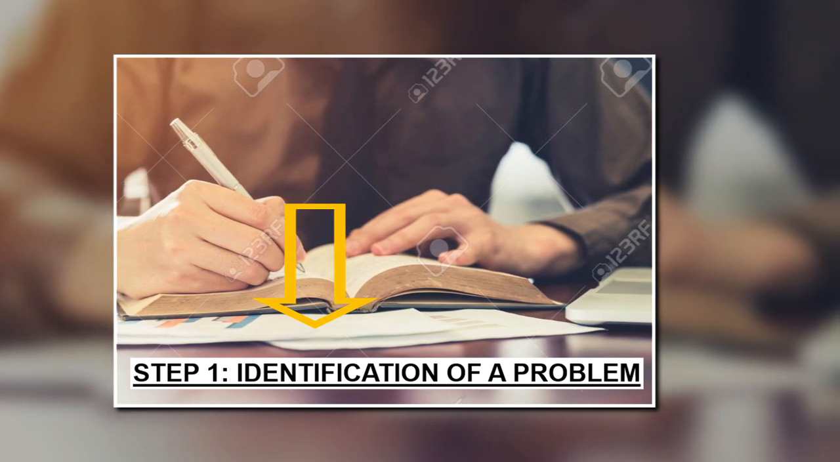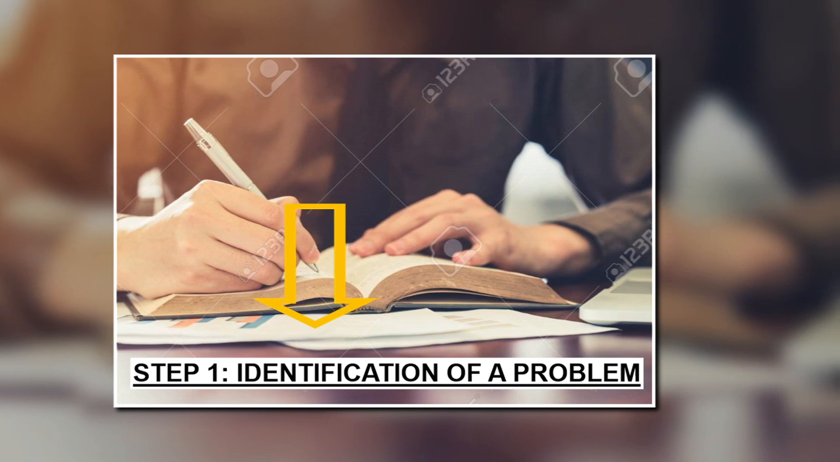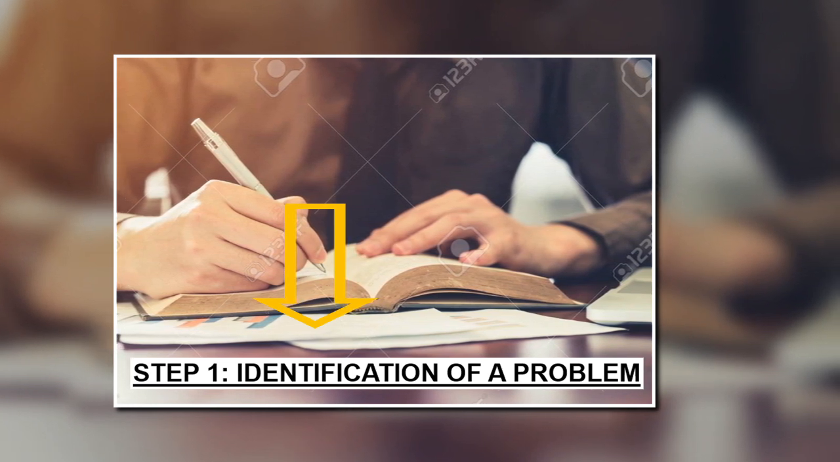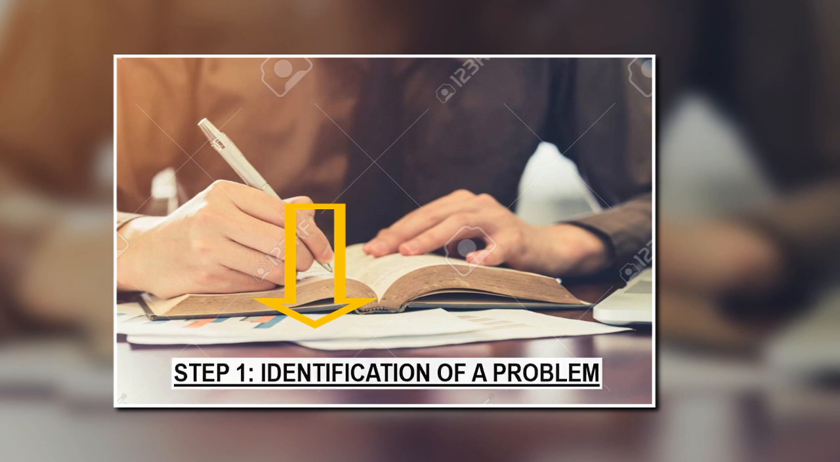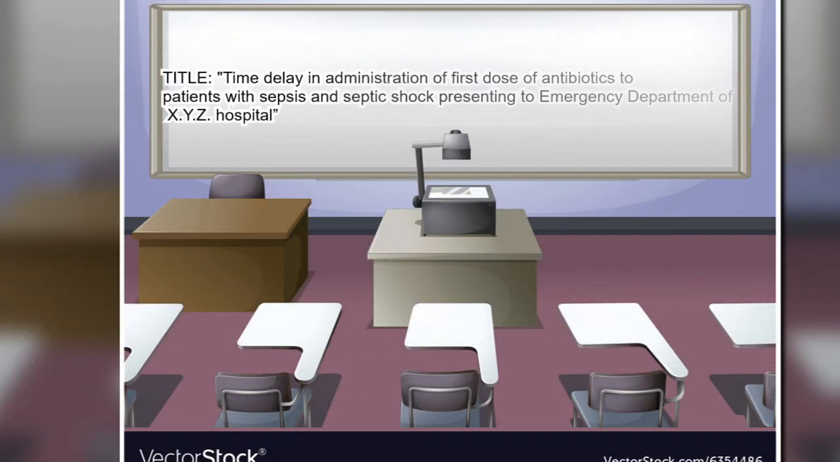For example, you observe that in patients of sepsis and septic shock presenting at your emergency department, there is a significant time delay in administering the first dose of antibiotic. So, the title of your project will be Time Delay in Administration of First Dose of Antibiotics to Patients with Sepsis and Septic Shock Presenting to Emergency Department of XYZ Hospital. So now you have done step one, that is, identifying the problematic area that needs improvement.